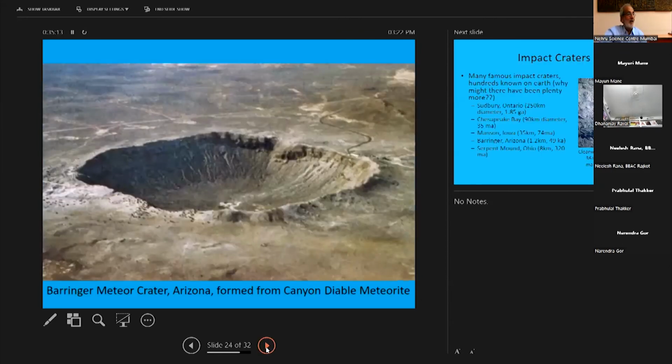Now this is Barringer crater. Even in India, we show Barringer crater, but not Lonar, because Lonar is in Maharashtra. So why should we show it in other states? But I strongly suggest, whether you show Lonar or anything, it is India.